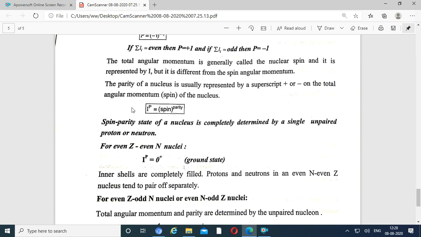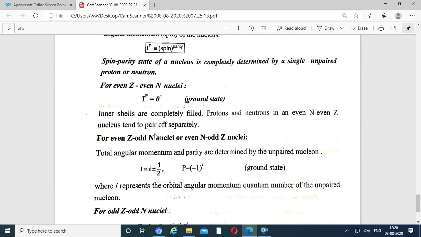The total angular momentum is generally called the nuclear spin, and it is represented by I, but it is different from the spin angular momentum. The parity of a nucleus is usually represented by a superscript plus or minus on the total angular momentum spin of the nucleus, that is I^P, spin raised to parity. The spin parity state of a nucleus is completely determined by a single unpaired proton or neutron.